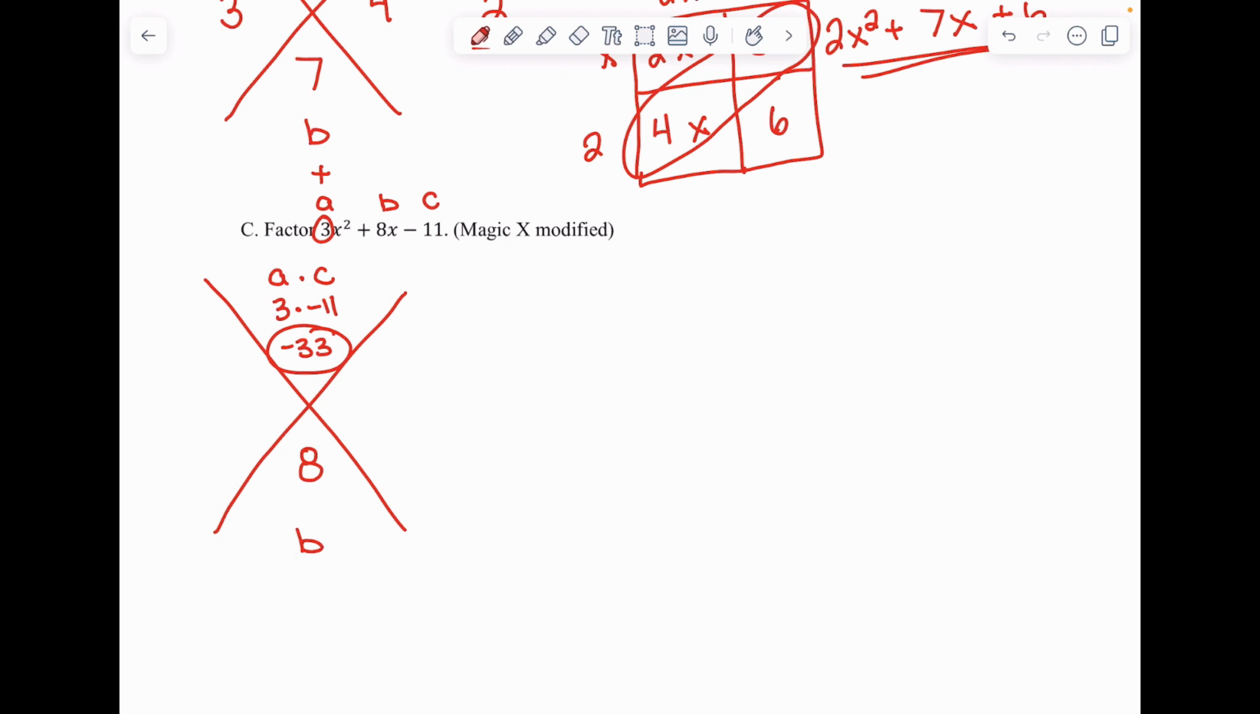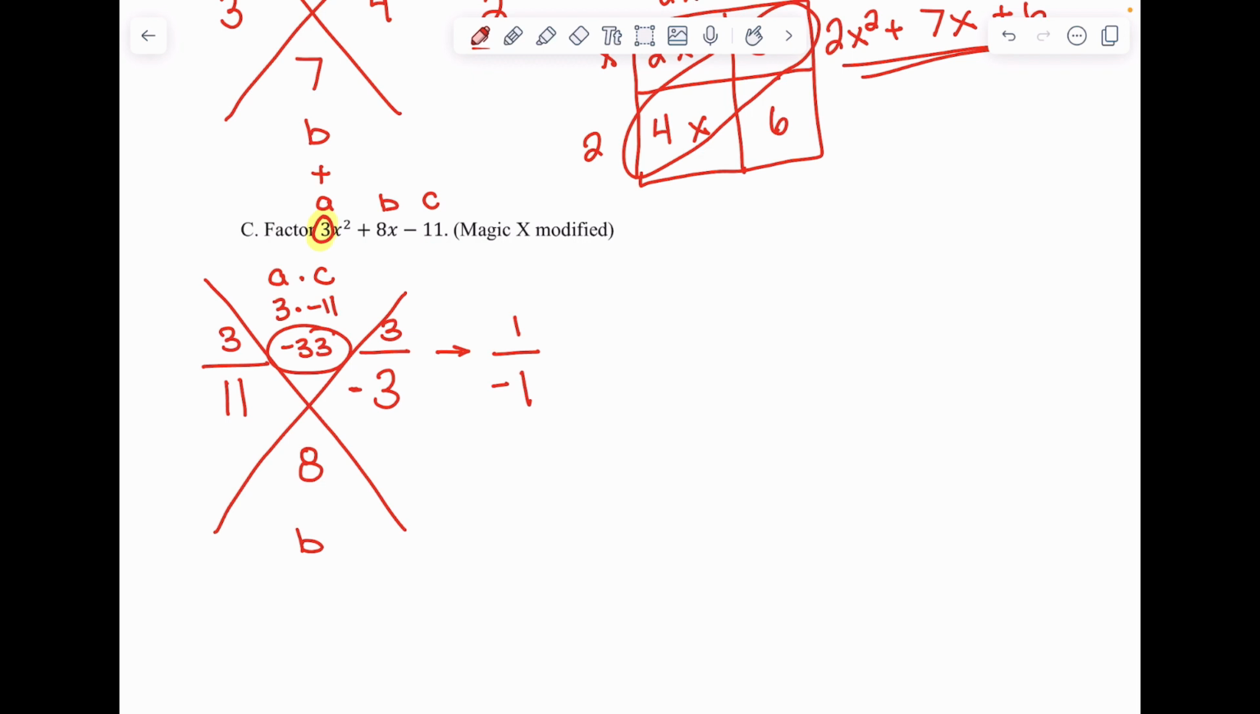And so I think I'm going to use that 11 and 3 again, but one of them has to be negative in order for me to get negative 33. But to have a positive 8, that means my bigger number has to be positive. So 11 is going to be positive, but 3 is going to be negative. And here's where the other change comes in. Because I had a 3 in front of my x squared, I need to put a 3 on top of both of the numbers that I came up with, and then simplify my fractions if possible. 3 and 11 can't be simplified, but 3 over negative 3 can. This will simplify to 1 over negative 1.